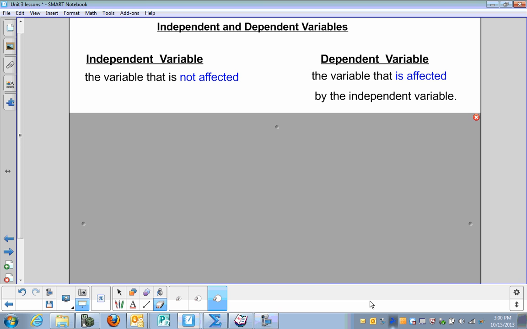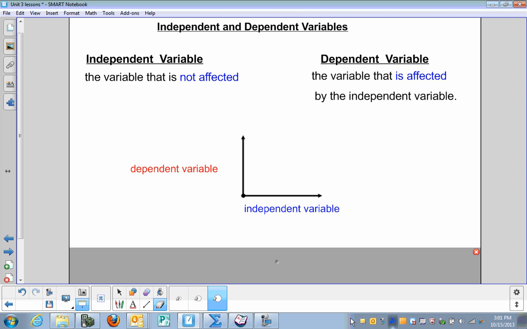Independent and dependent variables. When we're working with equations with two variables, one of the variables is the independent variable and the other variable is the dependent variable. The independent variable is not affected by the other variable. The value of the dependent variable is affected by the independent variable. Its value depends on the independent variable.